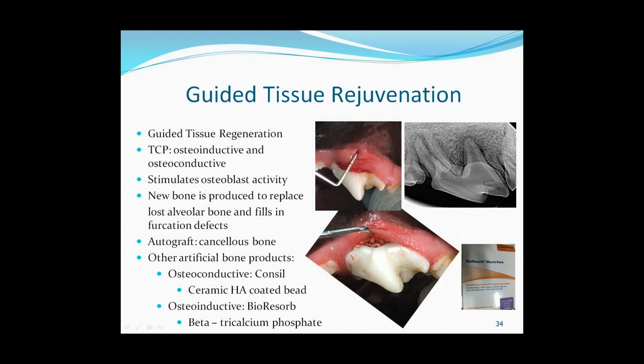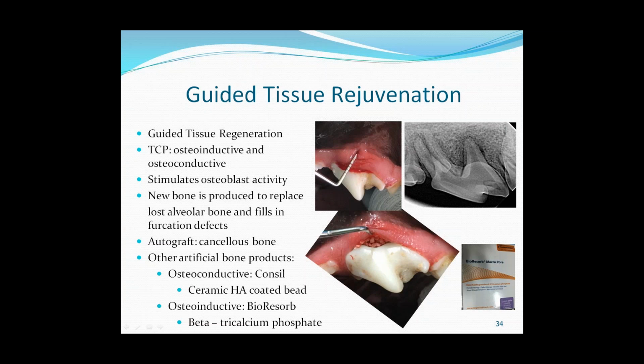And I raised a flap. So I made what's called an envelope flap. So I raised the flap, which you can see in the lower clinical slide here, up so that you can actually see down into the periodontal pocket. And then I was able to fill the furcation with the bone graft material.